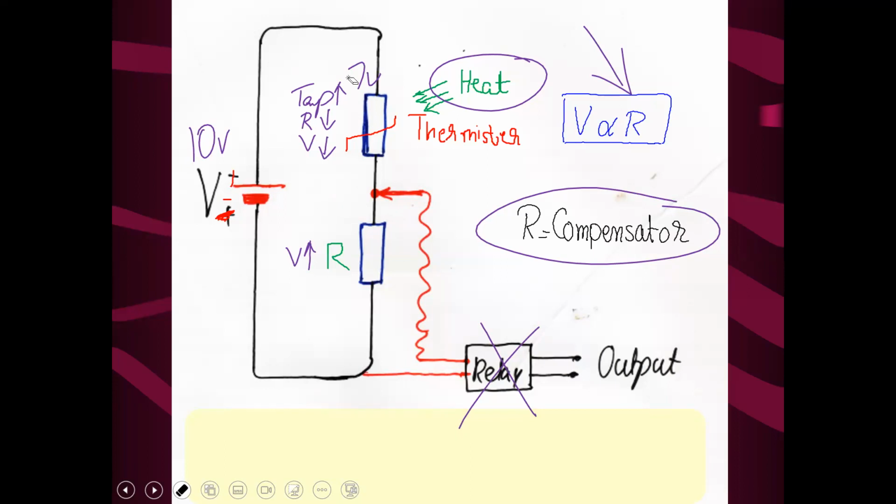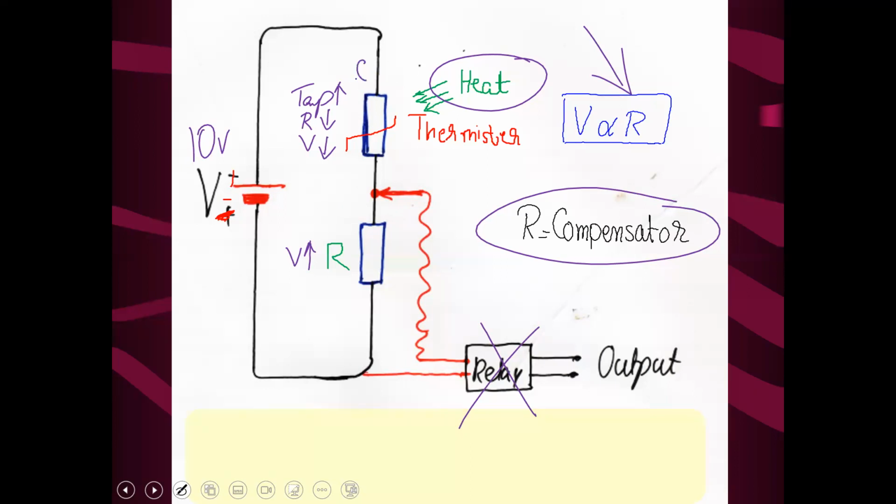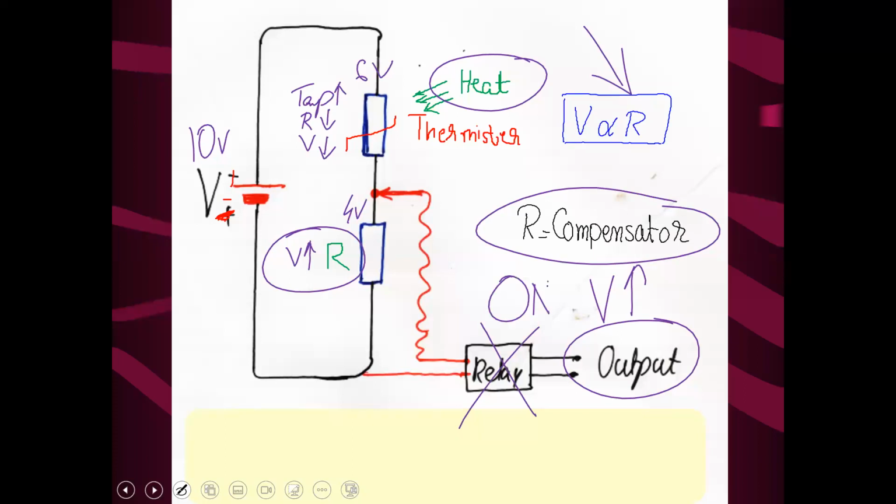Similarly, if I change it and suppose that it takes 6 volt, then it will take 4 volt, because the total has to be 10. This is called a compensator. Now, when voltage increases, the output voltage also increases. So the device will be on.